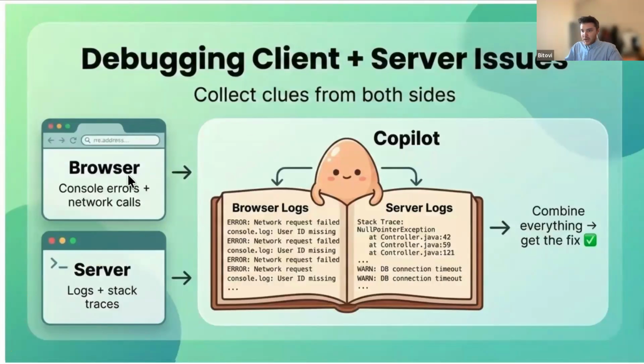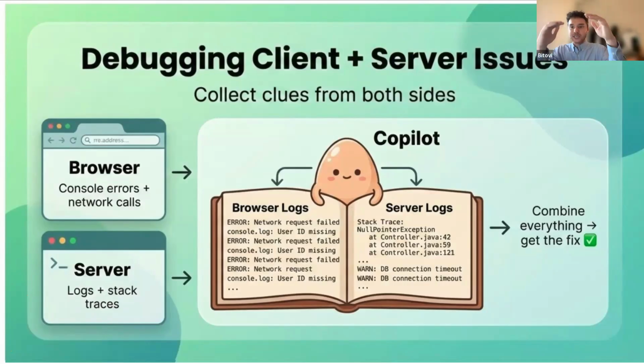So in this case, we have the browser, which has console logs and network calls, and then we have the server, which has its own logs, right? The browser logs might tell us what's going on in the browser. Server logs can tell us what's going on in the server. If we combine all of those together, Copilot will be able to understand what's happening. So the goal is to take the server logs, take the browser logs, combine them together, and then feed them into Copilot.